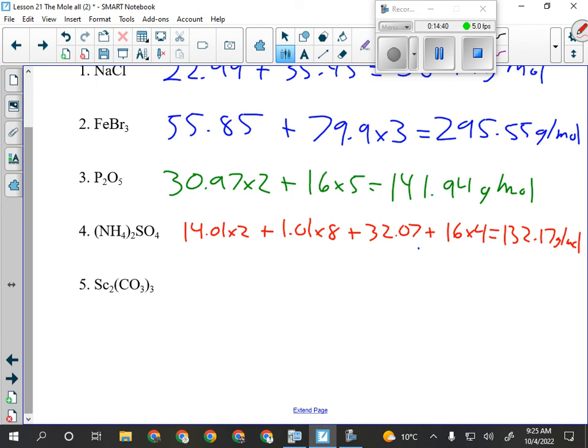Scandium has a molar mass of 44.96, and there are 2 of them. And it's with carbonate, so there's 3 carbonates. That means there's 3 carbons, so 12.01 times 3, plus 9 oxygens.